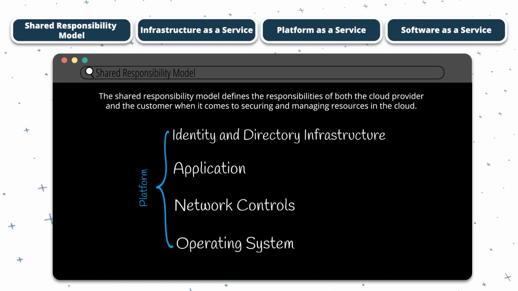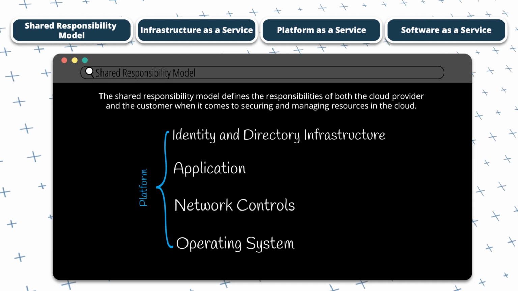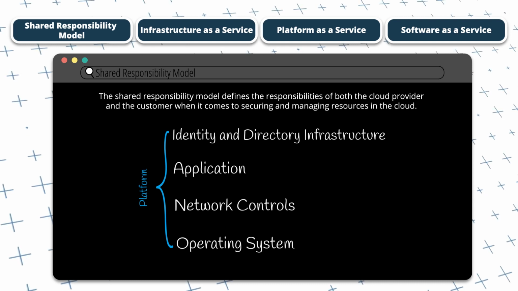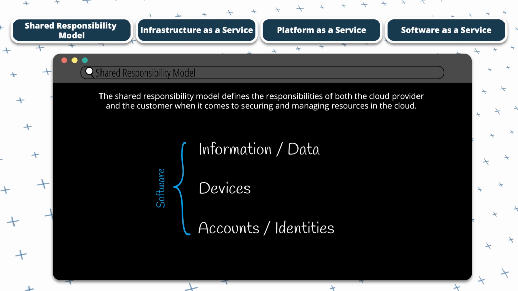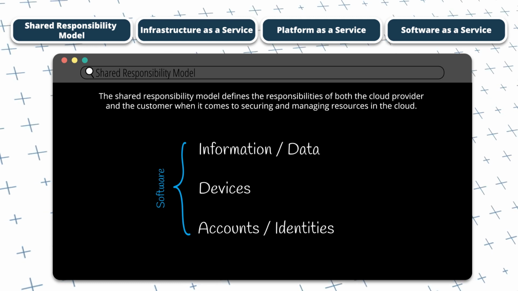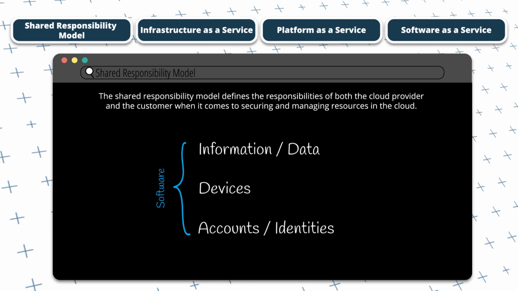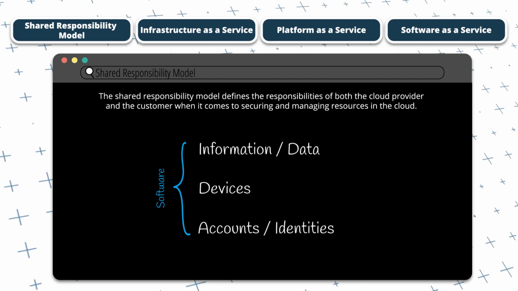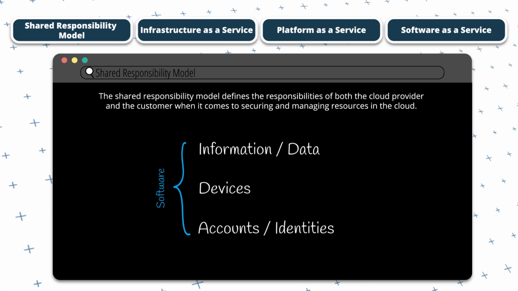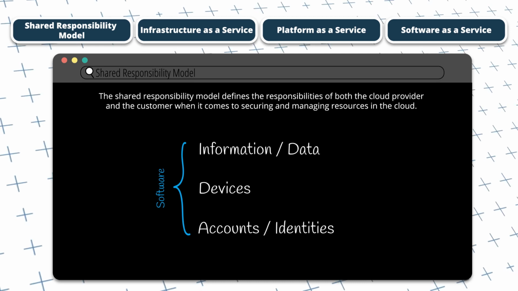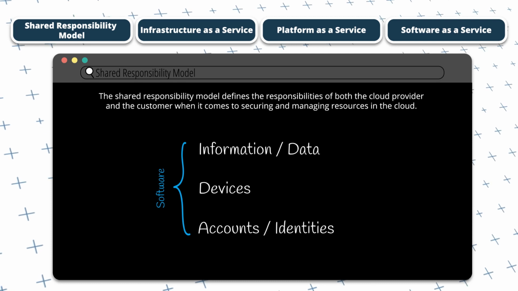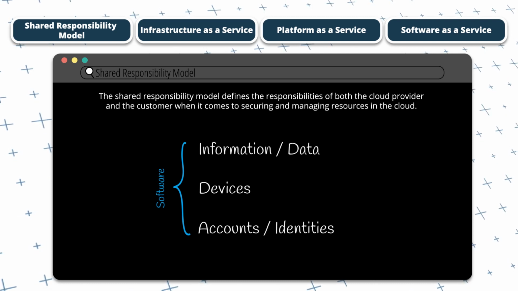Identity and directory infrastructure responsibility. This refers to configuring user authentication and authorization, as well as enabling multi-factor authentication. You also have responsibilities at the software level. You have accounts and identities responsibilities. This involves managing and securing the accounts and identities used to access the software. Devices. This involves managing and securing devices used to access the software or resource.